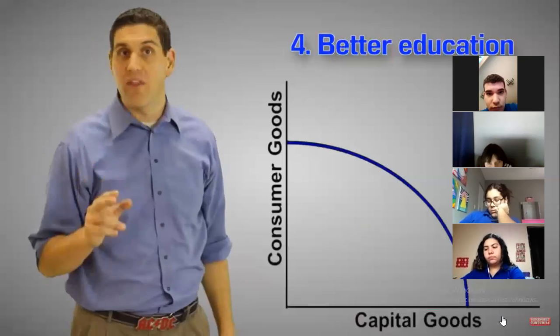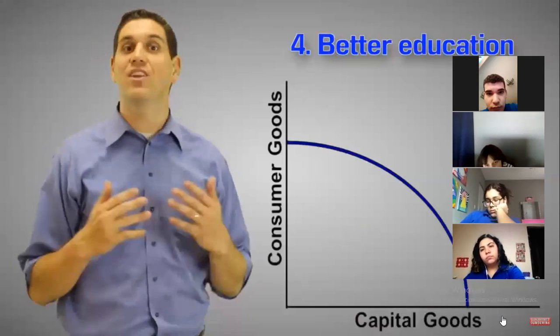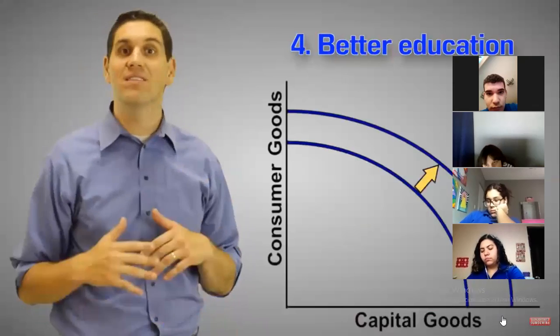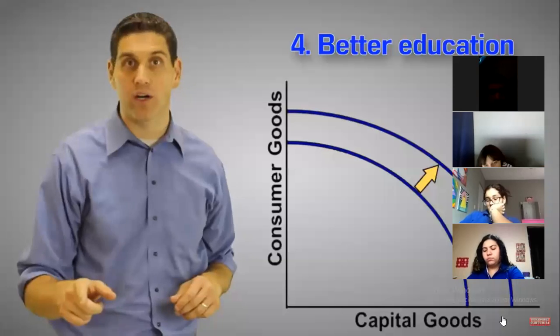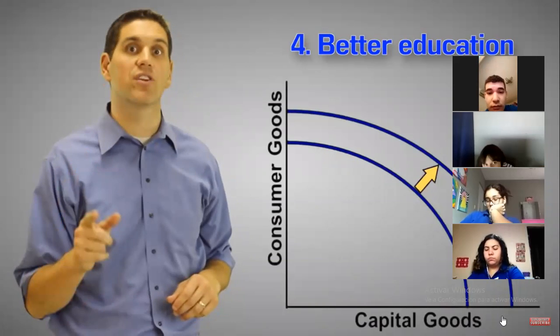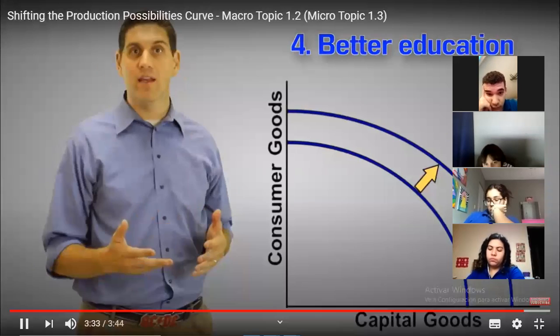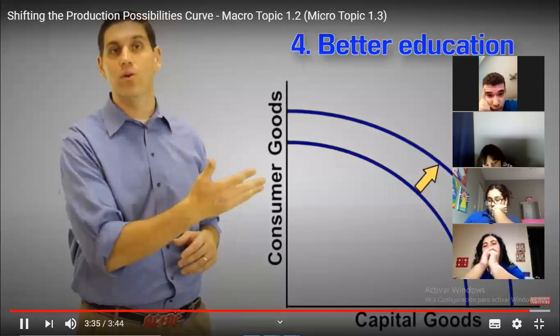Okay, and for number four, the last one, an improvement in education would result in a shift outward of the curve. Remember, this is not more workers, it's better workers. The quality of workers increase. This is the idea of human capital. If our workers are better trained and more intelligent, that would cause us to be able to produce more stuff.